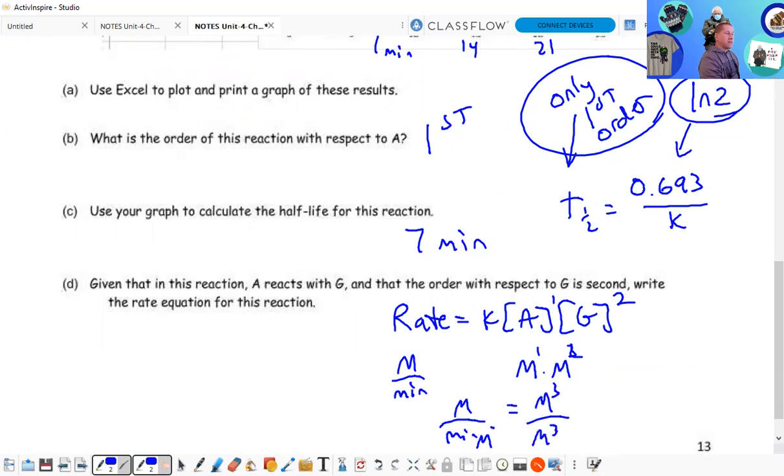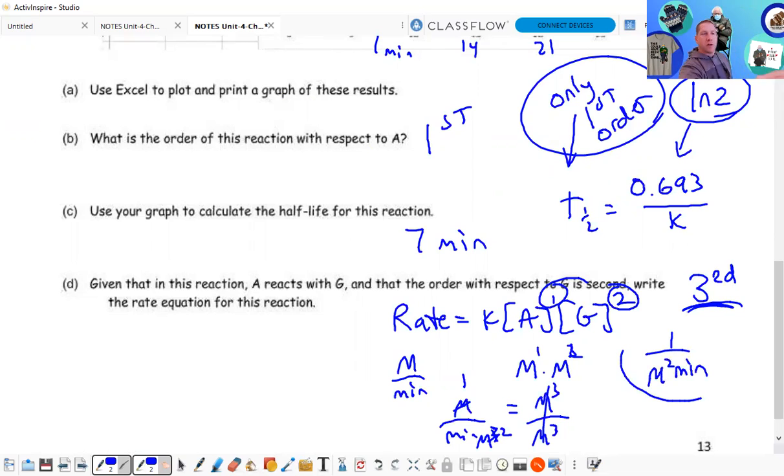Divide both sides. So now the quick way to learn how to do this is you're always going to have a molarity on the bottom that's going to cancel with the top one, and then you might have some left over. It's always going to be one less than the sum total of the orders. So this is a third order reaction overall, 1 plus 2, which means our units for K are going to be 1 over molarity squared minutes, because again, third becomes second because there's a molarity on the top, always for the rate, that cancels. Last one.